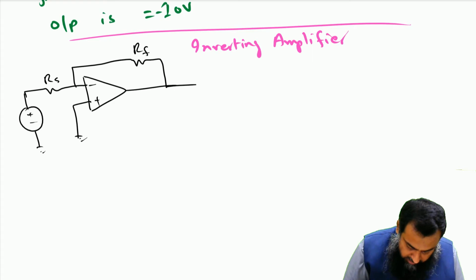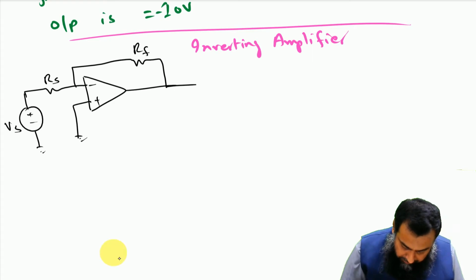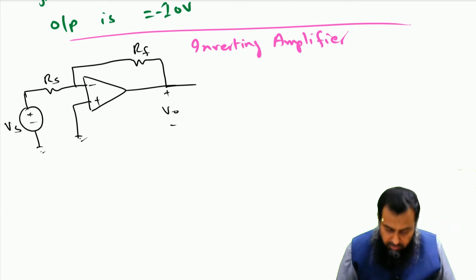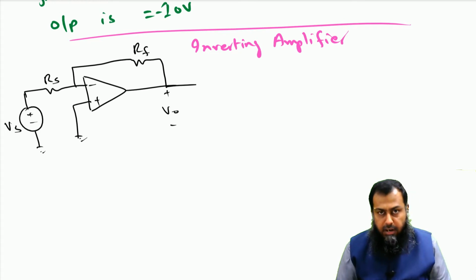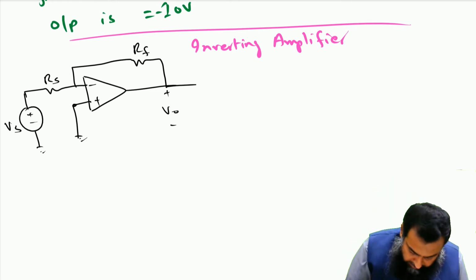Let us say this is Rs, this is Vs, and this is the V naught. This is the same circuit that we have studied just a little bit earlier. Let us do it for a generic equations and generic formula, so that we get a transfer function of how input and output voltage are related. So let me say this is Vp and this is Vn.